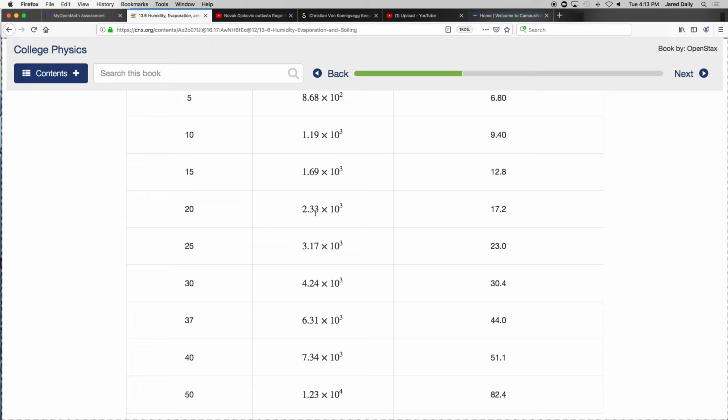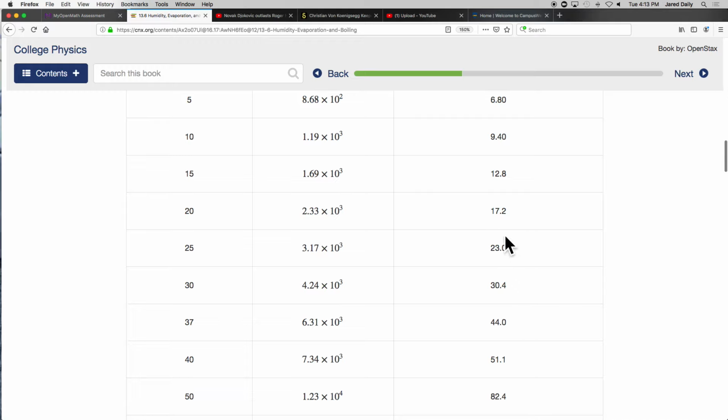And they want to know if it cools down, when is it going to rain? So we're at 25 degrees Celsius, and it's not going to rain now at 25 degrees Celsius because you have to have 23 grams in there. But if you go all the way down to 9.4 at 10 degrees Celsius, that's the dew point. So if it cools down to 10 degrees Celsius, it will rain on that day.